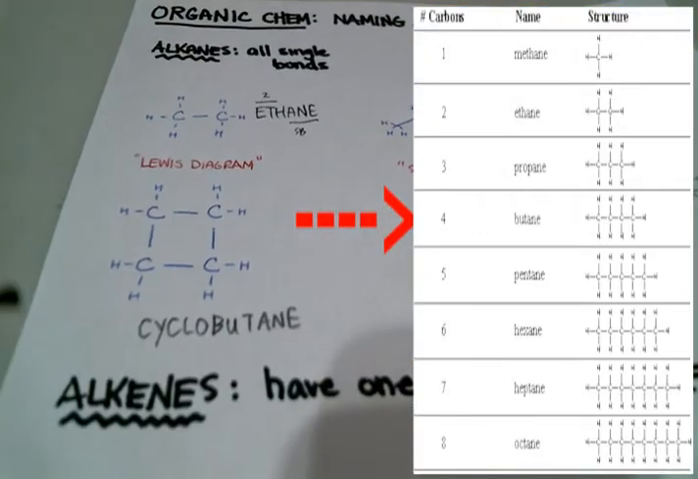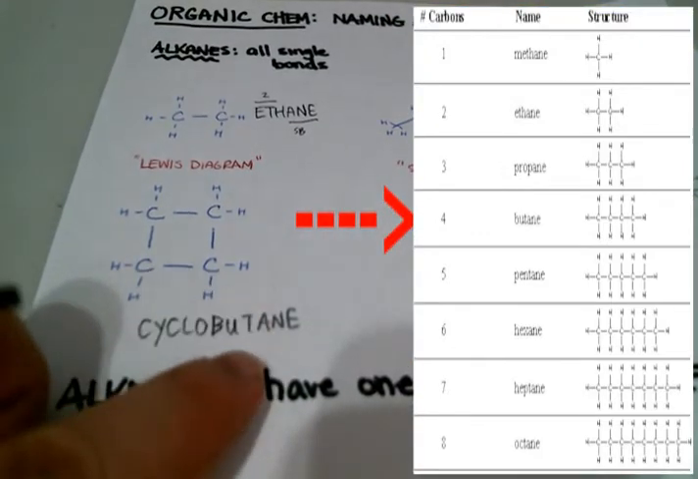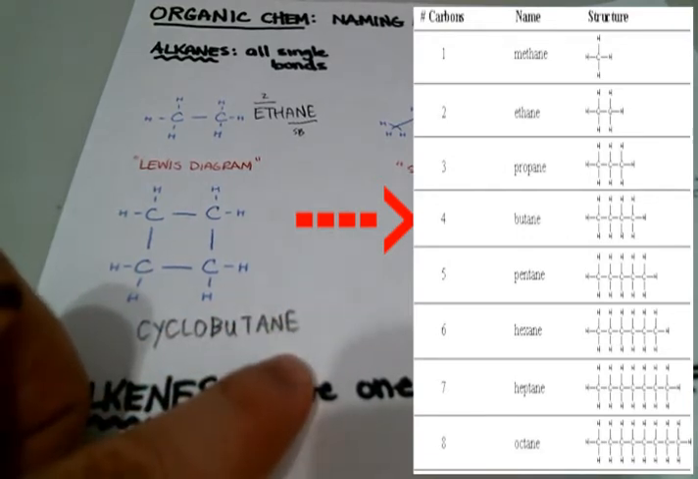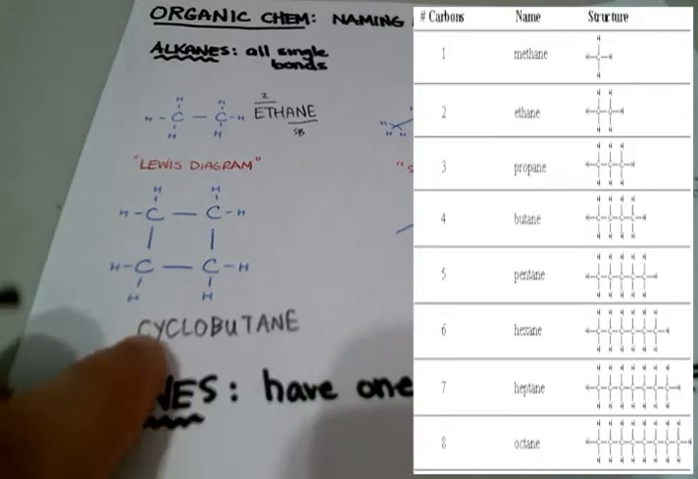All right, so cyclo because it has a ring, but because there are 4 carbons in that ring, and ane because it's all single bonds. Right, cyclobutane.